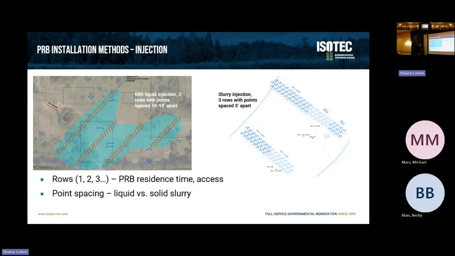Some of the things we look at when we're thinking about what spacing of the points, how many rows, are what are we injecting? Are we injecting a liquid that may also be able to migrate a little bit after injection? Are we injecting a solid slurry that once you inject it, it's going to be stationary where it is? Solid slurries, where I would often recommend a closer injection point spacing and potentially more rows.